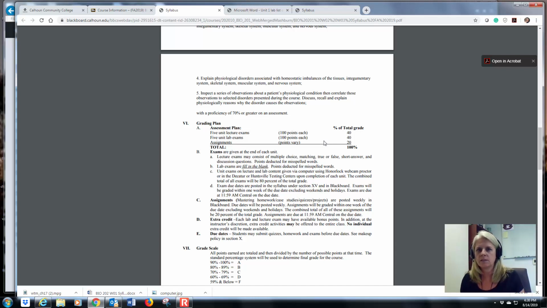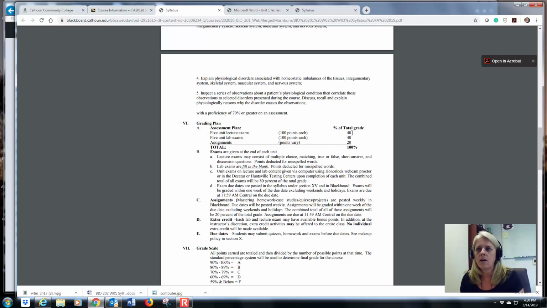The exams are always 100 points each, so you kind of can know that they're usually going to be between 50 and 60 questions apiece. Homework varies. Sometimes you'll have a 20-point assignment, sometimes you'll have a 30-point assignment, sometimes you'll have a 5-point assignment. But you take all those homework and assignment grades, put them together, and that equals 20% of your total grade. So it's an important 20%.